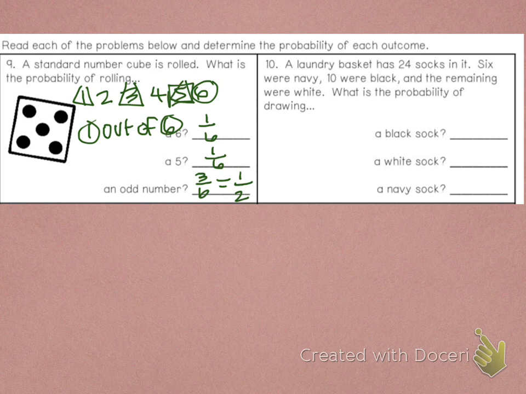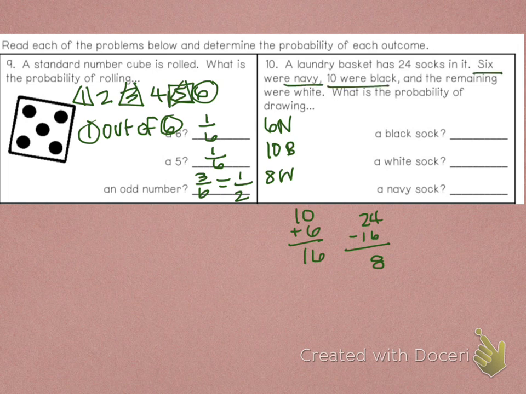Okay, so going to number 10, I want you to try number 10 on your own, and then press play when you have finished. Okay, so before I did the probability, I wrote out what it was saying. It said I had 24 total socks, 6 were navy, 10 were black, and the rest were white. So here is my work to find the white. And so it said a black sock. So what is the probability of a black sock? Where there's 10 of them, so that would be 10 out of 24.